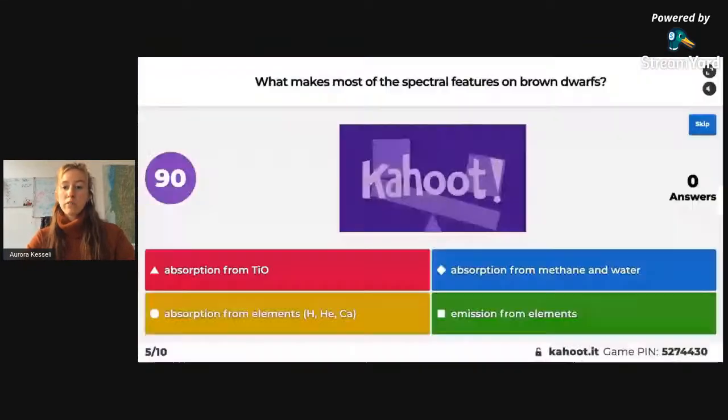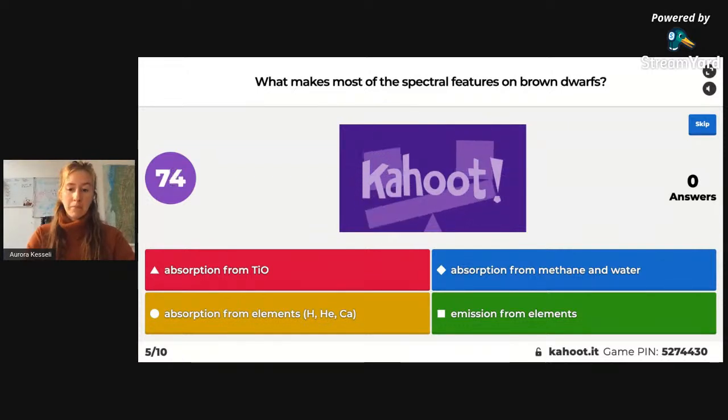What makes most of the spectral features in brown dwarfs? Or I guess they're not stars, in brown dwarfs. Absorption from titanium oxide, absorption from methane and water, absorption from elements like hydrogen and helium, emission from elements.